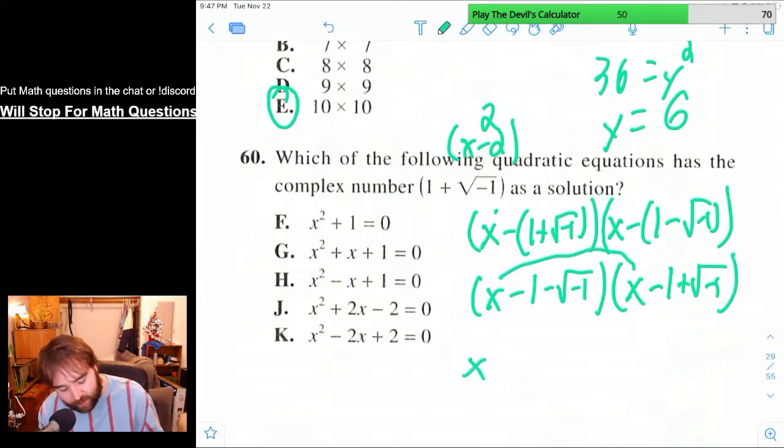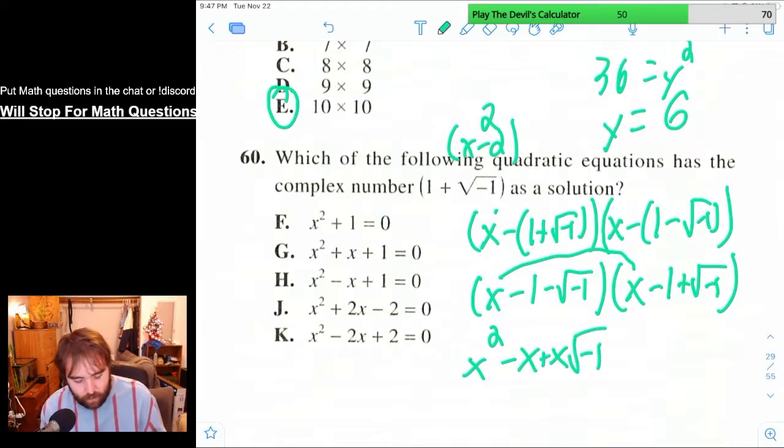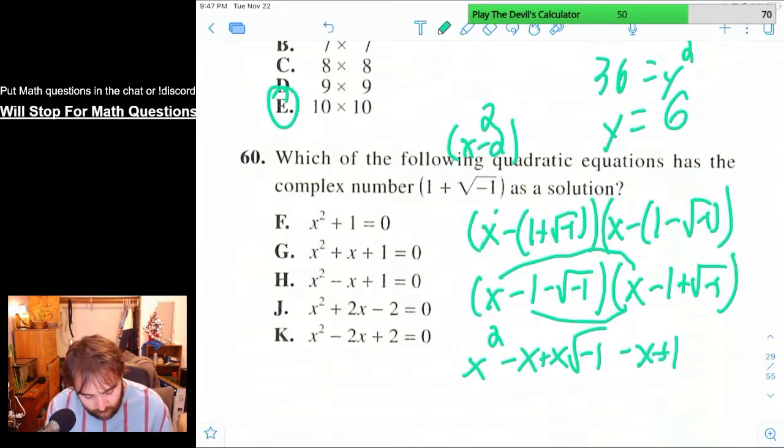So let's go. We got x squared, x times negative 1, negative x times root negative 1 plus x root negative 1. And then negative 1 times x, negative 1 times negative 1, negative 1 times root negative 1.